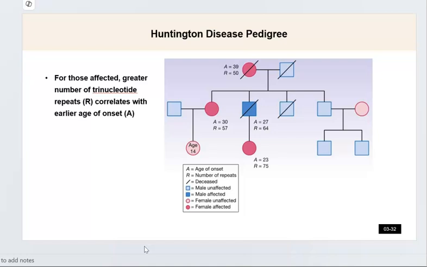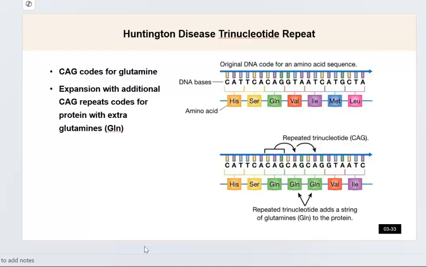Huntington disease and the other trinucleotide repeat diseases exhibit genetic anticipation. So each generation tends to have a worse phenotype and earlier presentation. Some of the other trinucleotide repeat disorders include Fragile X syndrome, myotonic dystrophy, spinocerebellar ataxia, and Friedreich ataxia. This gives an example of what that looks like for Huntington's.